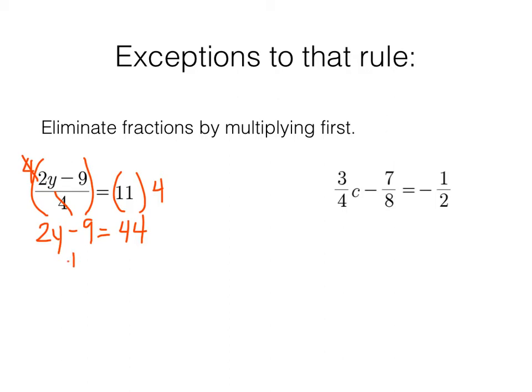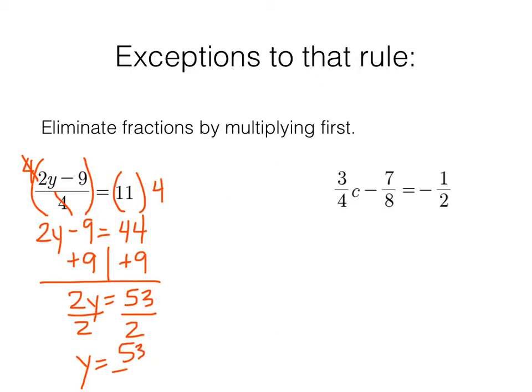That's right, we should add 9. I can't really hear you, but I like to pretend sometimes. 2y equals 53. Now that doesn't go evenly, but that's okay. Show your division so that you can see your improper fraction. You showed the division so you can see the improper fraction. And 53 halves is a perfectly acceptable answer.